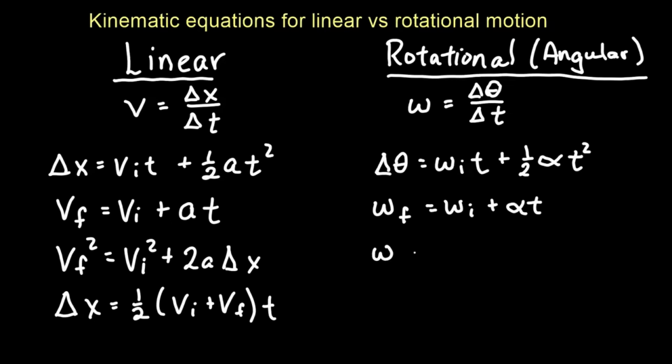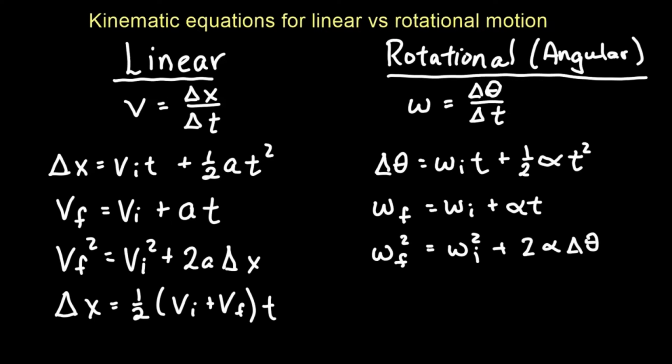So this is going to be the angular velocity final squared is equal to the angular velocity initial squared plus 2 times the angular acceleration times the angular displacement.